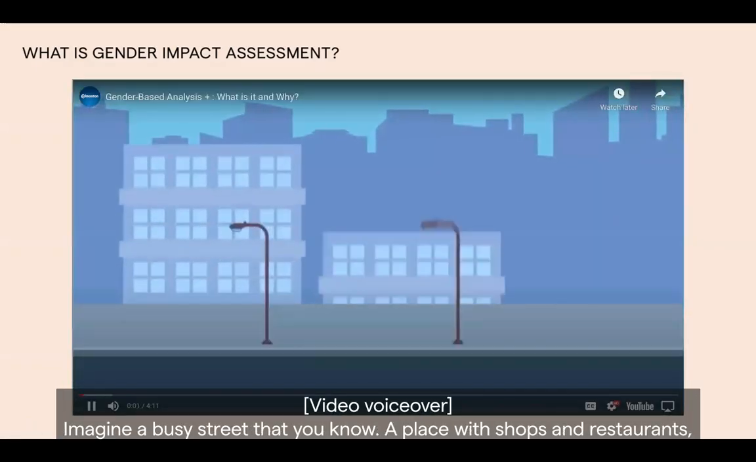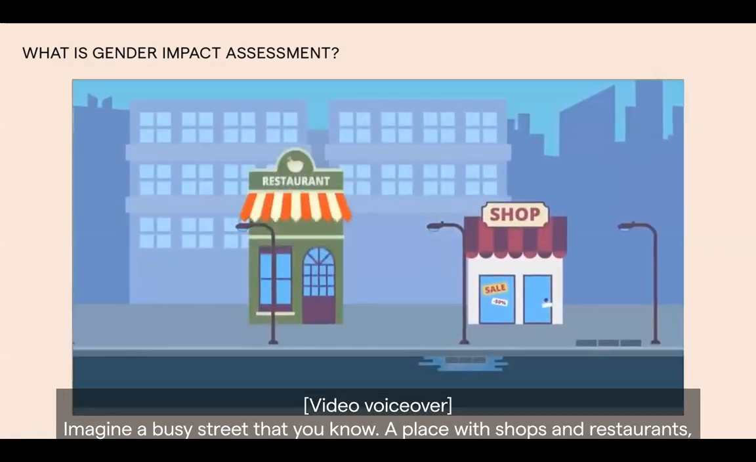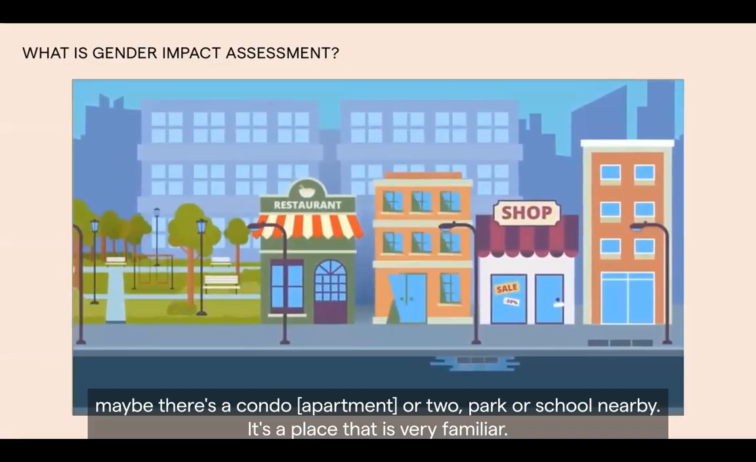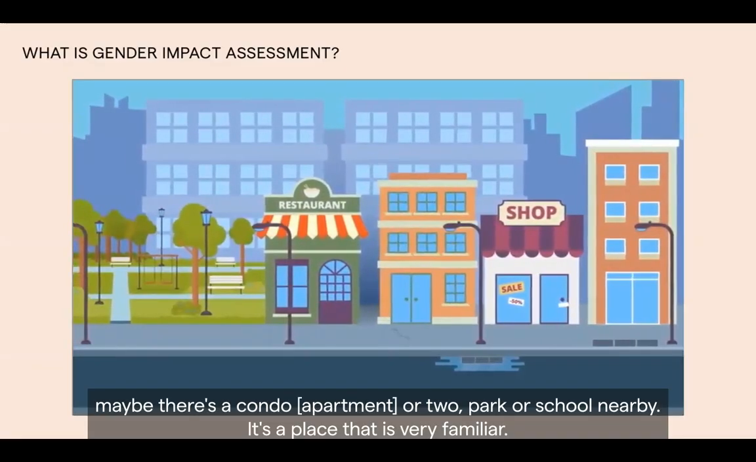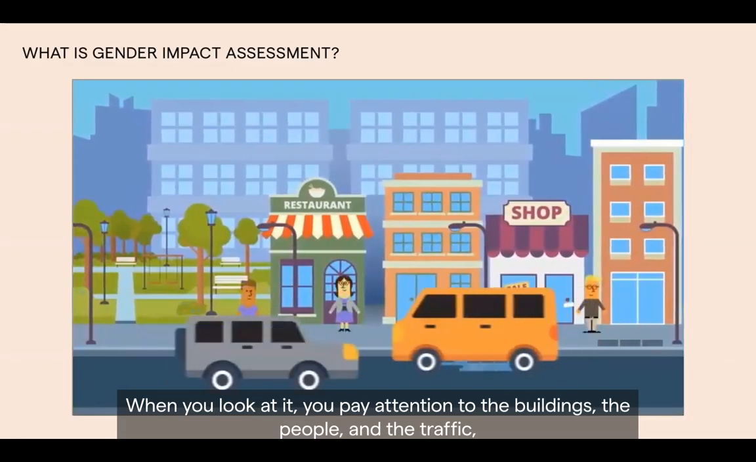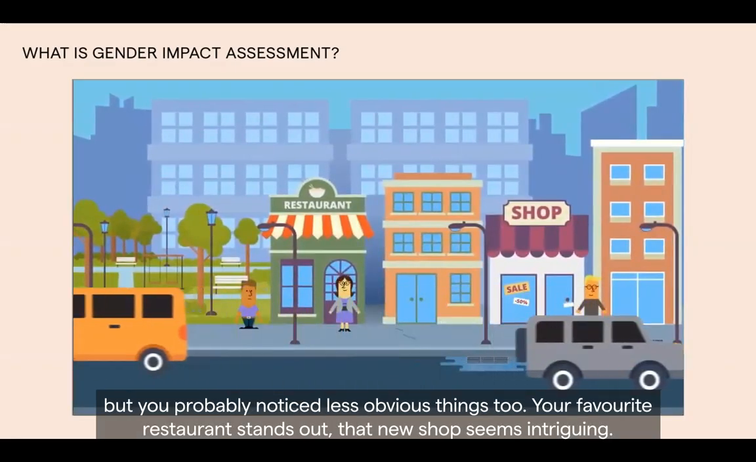Imagine a busy street that you know. A place with shops and restaurants, maybe there's a condo or two, park or school nearby. It's a place that is very familiar. When you look at it, you pay attention to the buildings, the people, and the traffic. But you probably notice less obvious things too.